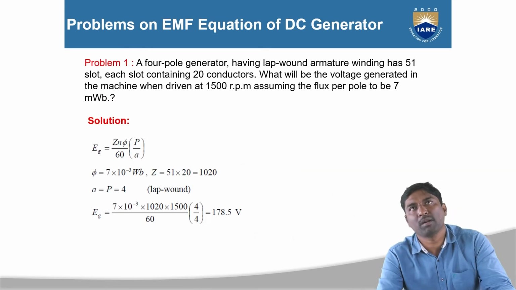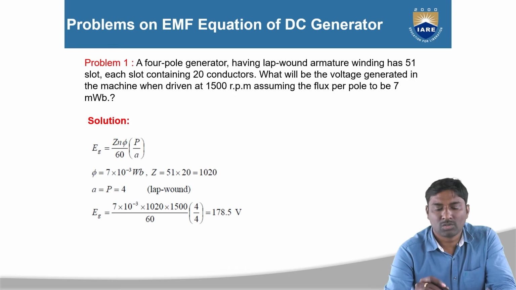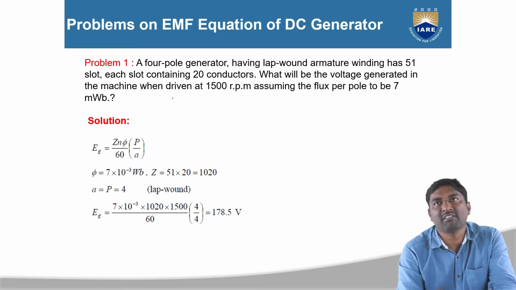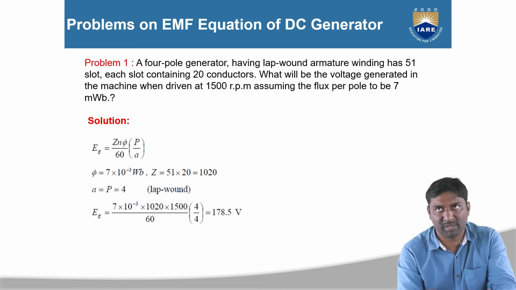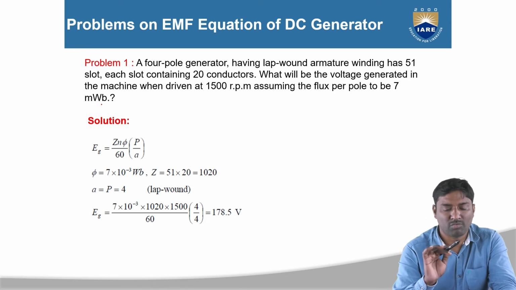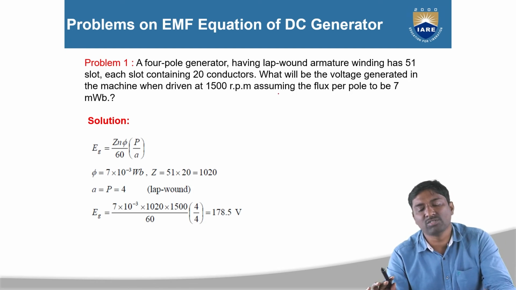Now we will discuss one problem. A 4-pole generator having a lap wound armature winding has 51 slots. Each slot contains 20 conductors. What will be the voltage generated in the machine when driven at 1500 RPM, assuming the flux per pole to be 7 milliweber? First, what is being asked is the induced EMF.